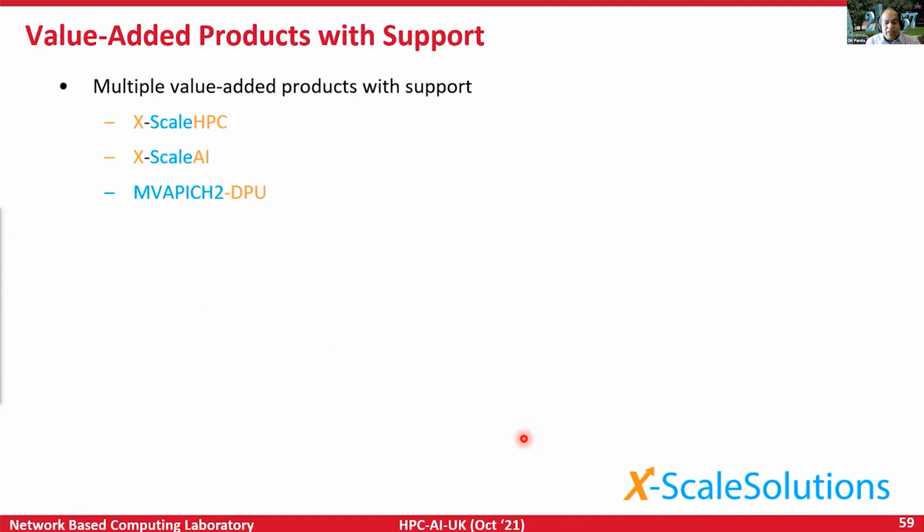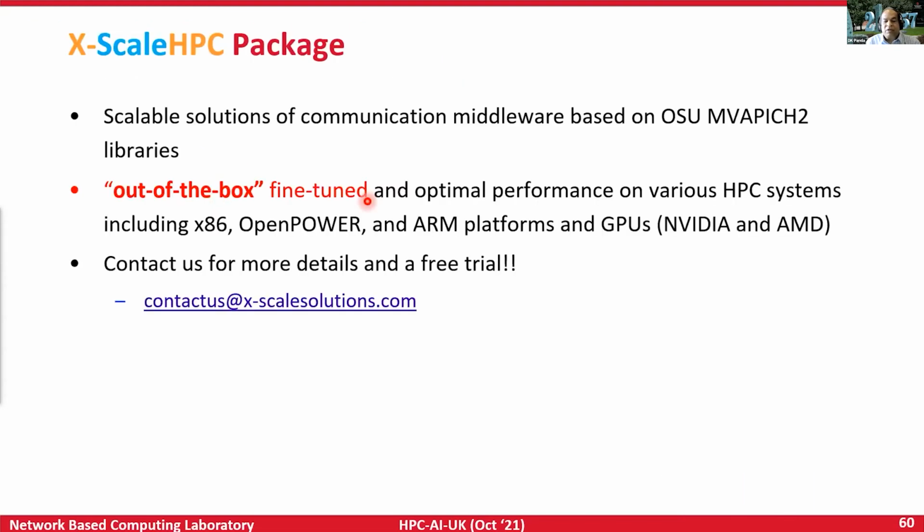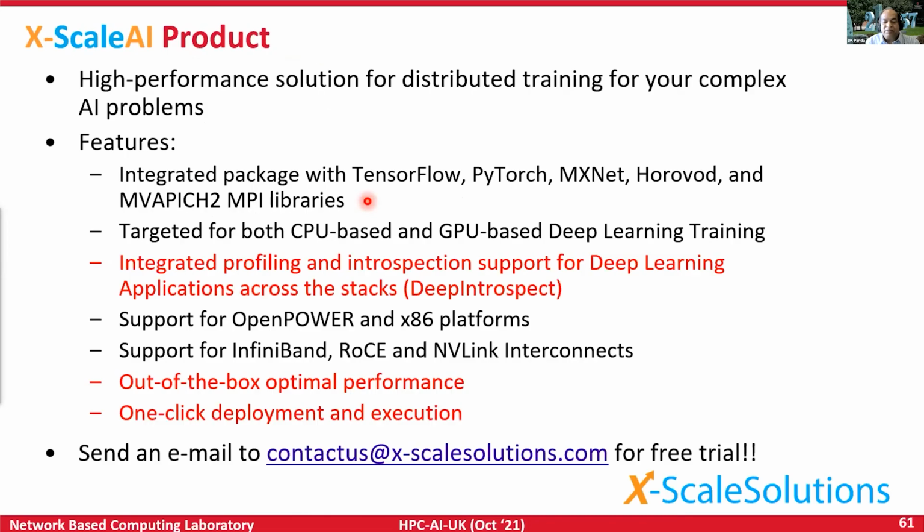I talked a little bit about MVAPICH2 DPU, but we also have Xscale HPC and Xscale AI products. Xscale HPC, as it stands now, is very similar to MVAPICH2, but a lot of additional optimization has been done for platform-specific things. If you are familiar with MPI, any MPI library has almost 200 to 300 runtime parameters, and cluster architectures are changing very rapidly. So you need to set a lot of these parameters to get the best performance. That is what is available in Xscale HPC.